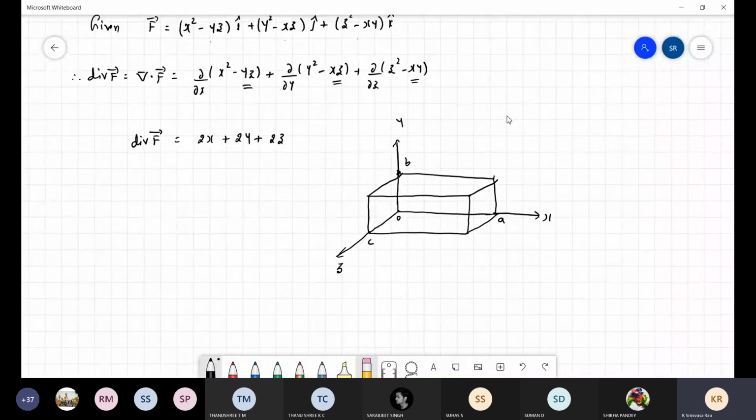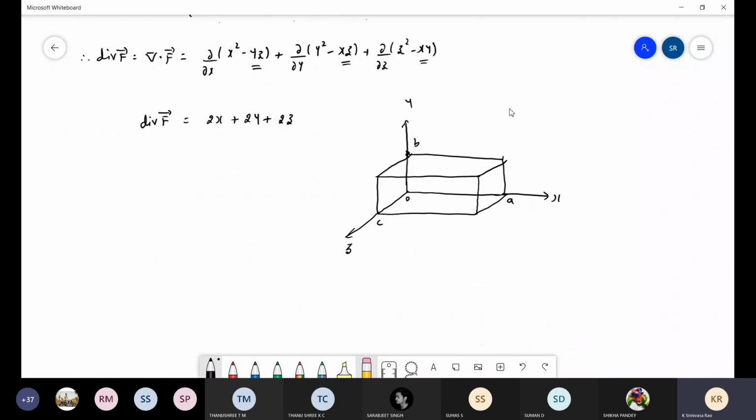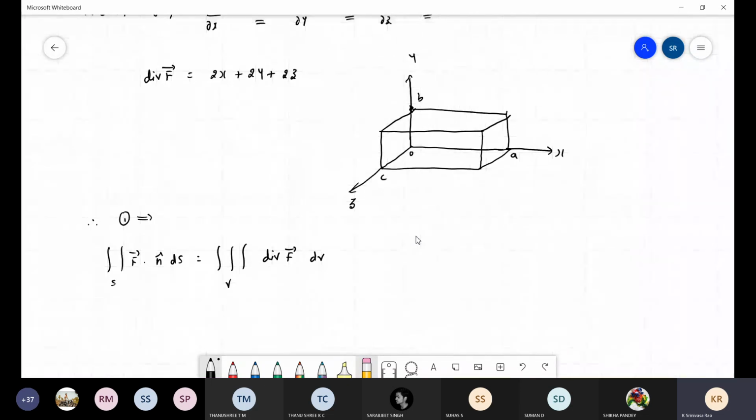Yes, take it down. Therefore, I will take this as 1. So I will rewrite again. Therefore, 1 implies the surface integral of F dot n cap dS is equal to the triple integral over V of div F dV. So this is the formula. Actually, this is simple. The only thing is that triple integration will come.